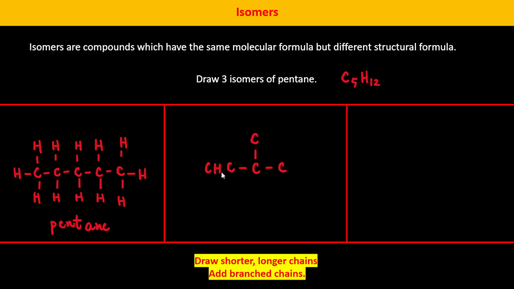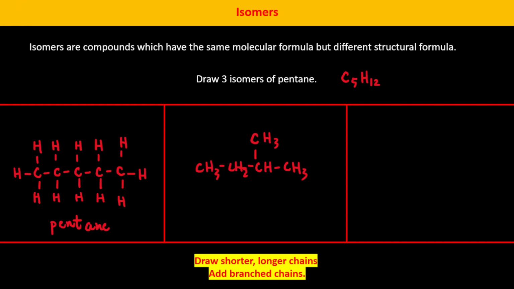So this will be CH3, and this will be CH2, and this will be CH3. This will be CH, and this will be CH3. Okay? Alright, so this is a structural formula.